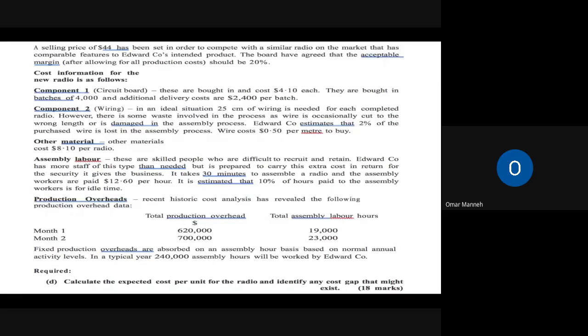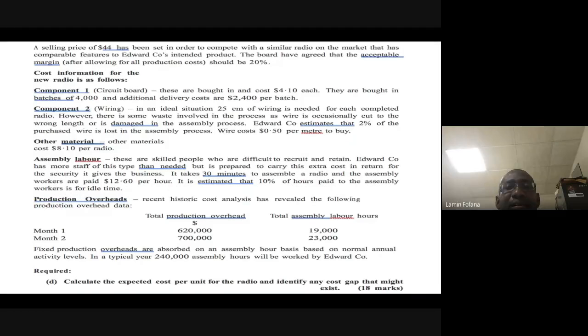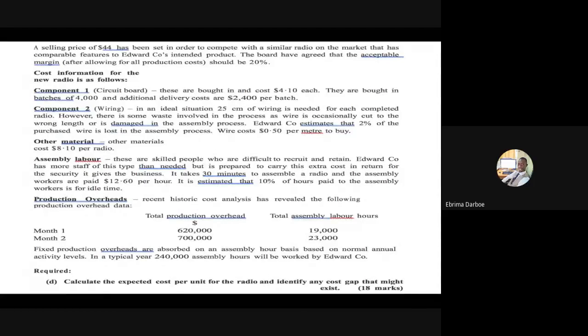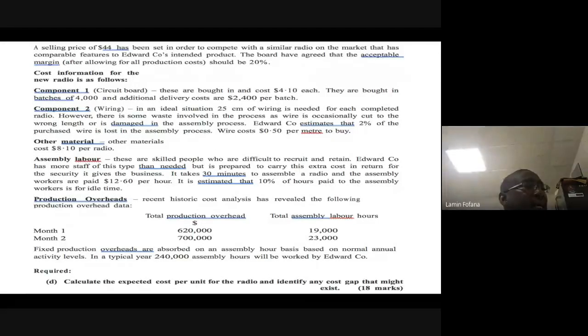Sir, would it be safe to call it a mixed production cost? Mixed production overhead. Yes, you could call it mixed production overhead. It's a mix of both the variable and the fixed. So you could be right to say it's a mixed production overhead.